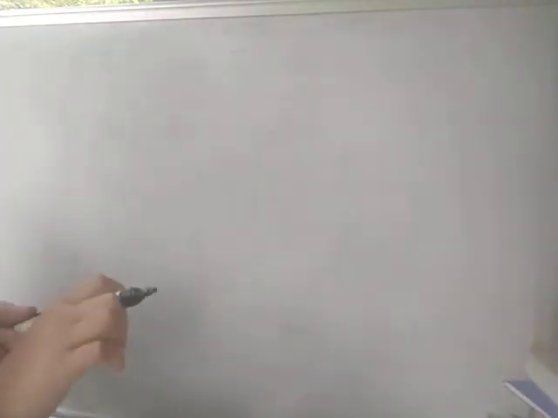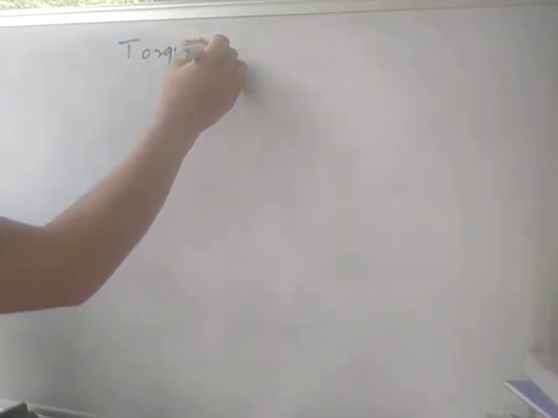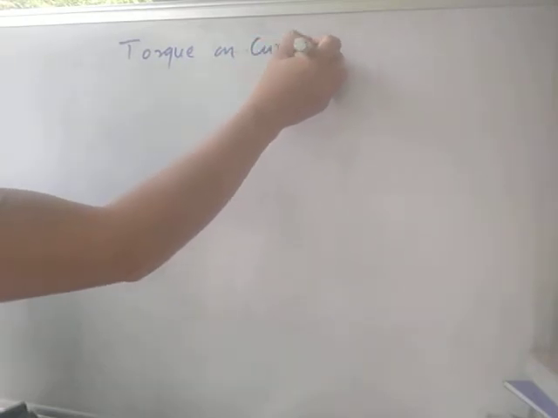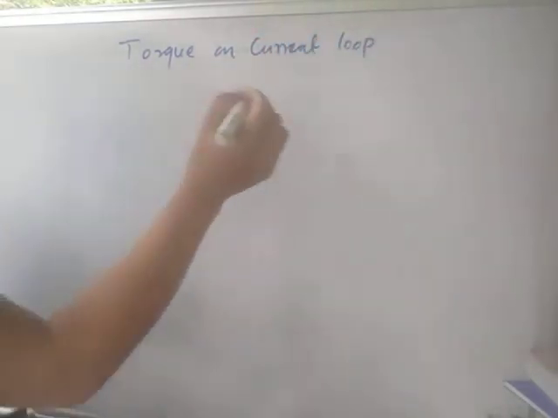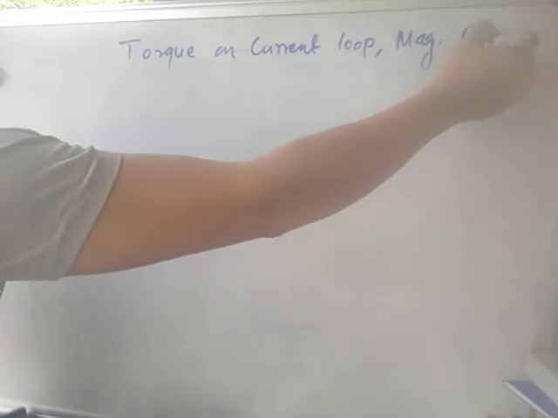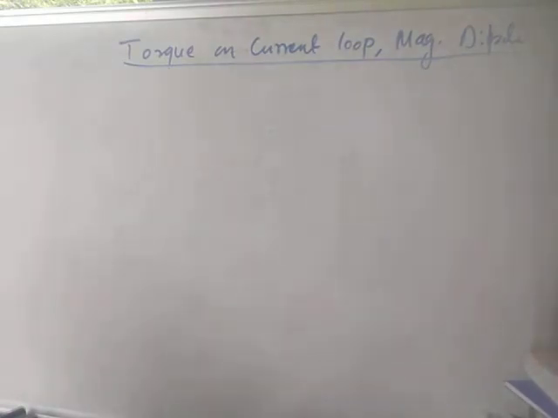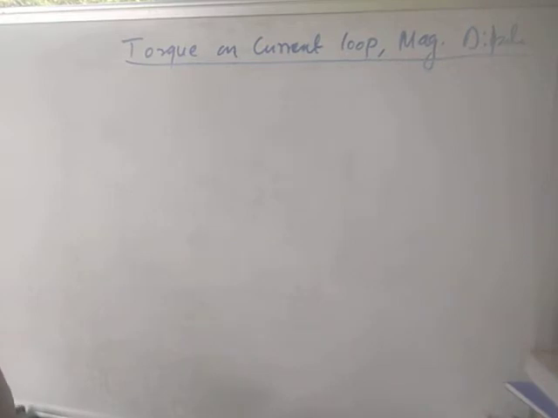Okay. So today we'll read on page number 157. There we have torque. Today's topic is torque on a current loop. Write down torque on current loop, or magnetic dipole, also written there. Torque on a current loop placed in a magnetic field. Next topic is torque on a rectangular current loop in a uniform magnetic field.